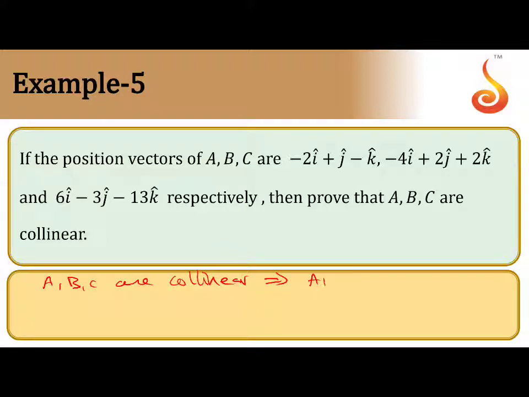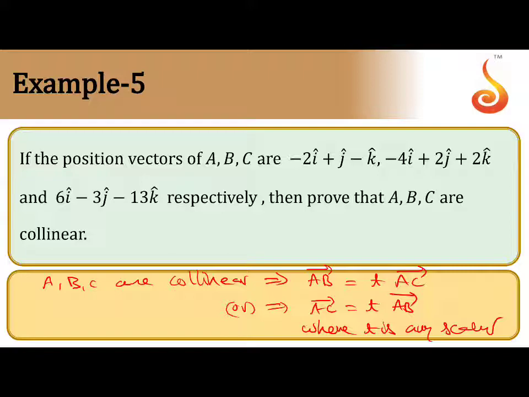You have to find the AB vector and the AC vector, and prove that the AB vector equals a scalar multiple of AC, or that the AC vector equals t into the AB vector, where t is any scalar. That means you have to find AB vector and AC vector and check whether one vector is a scalar multiple of the other or not. So let us solve the question on the next page.